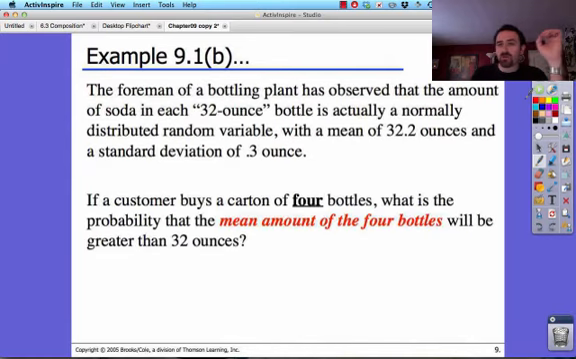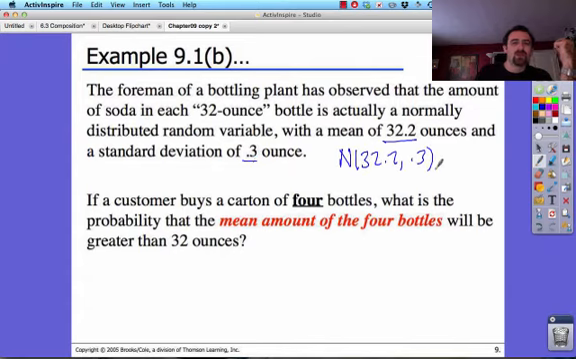Here's part B. Here's the part where we get into the sampling distribution. The foreman now is interested in, well, what about a 4-pack? They sell bottles in 4-packs, this particular place. So he's noticed again the same kind of thing, bottle to bottle. This is the average. This is the standard deviation. Still a normal distribution. Now, if the customer buys a carton of 4 bottles at a time, what is the probability that the mean amount in the 4 bottles will be greater than 32 ounces?